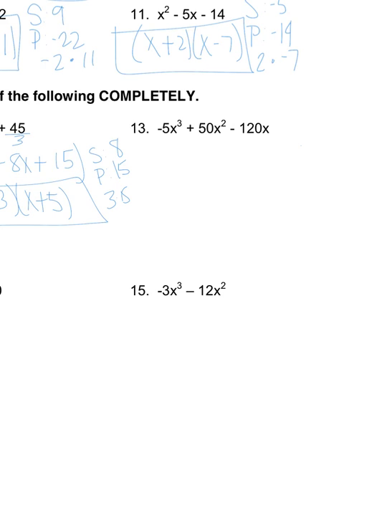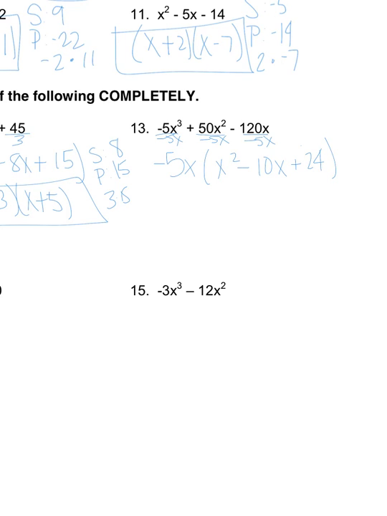Okay, so 13. Notice the first term is negative, so I know I'm already going to take a negative out. The GCF would be 5 and x, because notice they all have that variable in common. If they all have the variable in common, it's always the smallest one that you'll take out. So we're going to divide each one by -5x. So you would have x squared, that would be minus 10x, and that would be plus positive 24.